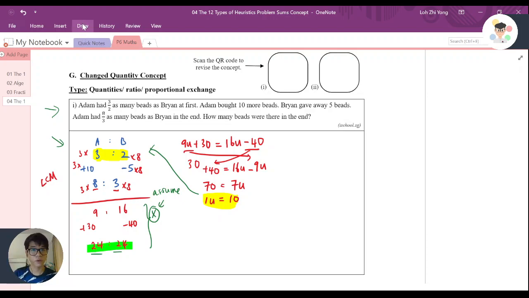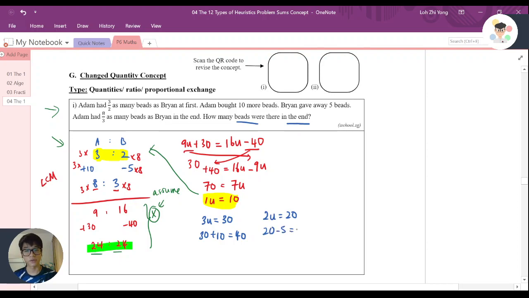Since they're asking how many bits were there in the end, we just need to find out 3 unit plus 10 and 2 unit minus 5. So 3 unit is equal to 30, and 30 plus 10 is equal to 40. On the other side, we have 2 unit, so it will be 20. Then 20 we minus 5, which will be 15. And this plus this will be the final answer. So 40 plus 15 is 55 bits.